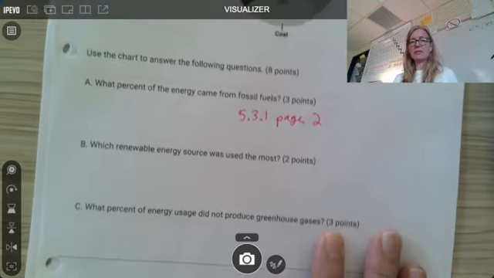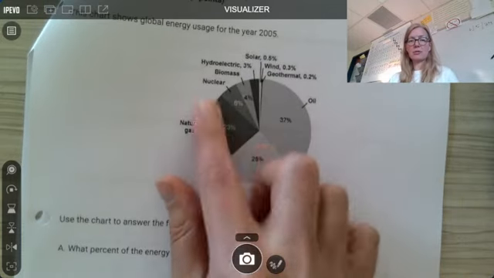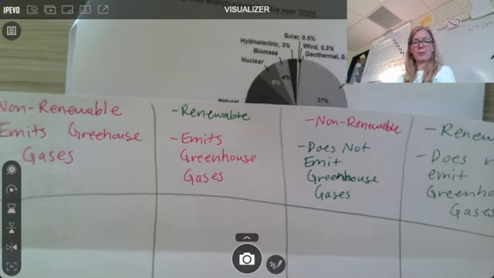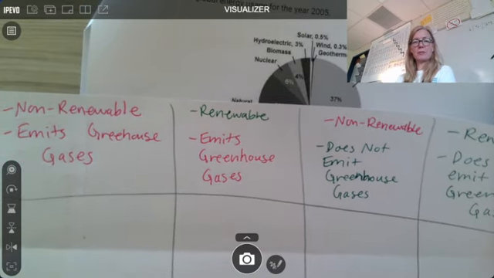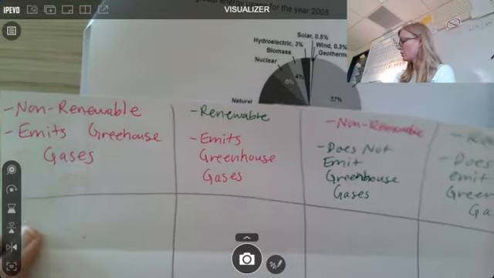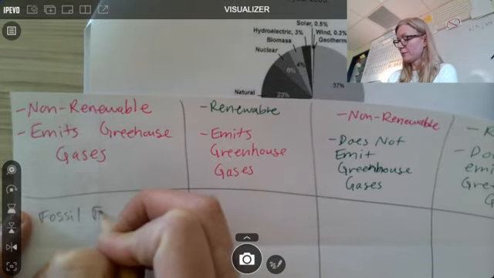B and C is really an important topic to know, but the text did not clearly lay out what's renewable and what's non-renewable, what emits greenhouse gases and what does not. So I'm going to take these energy sources and put them in a chart that'll help you. On one side of the chart, I'm going to put the non-renewable things that emit greenhouse gases. Those are your fossil fuels.